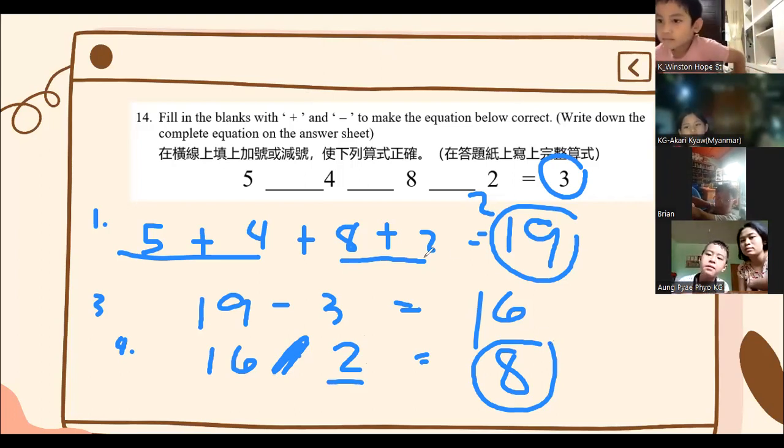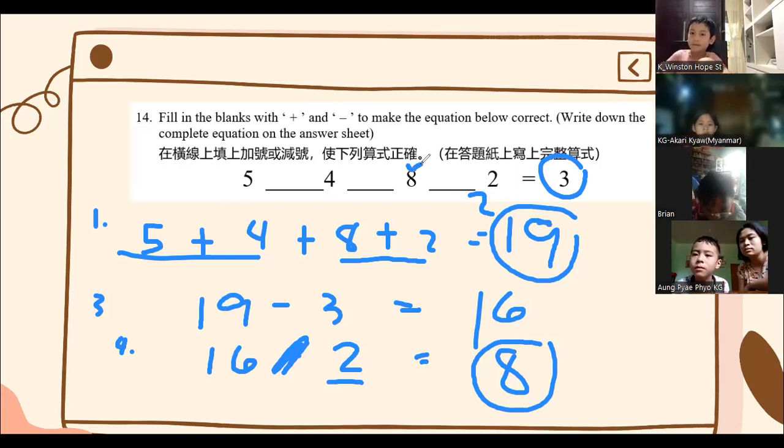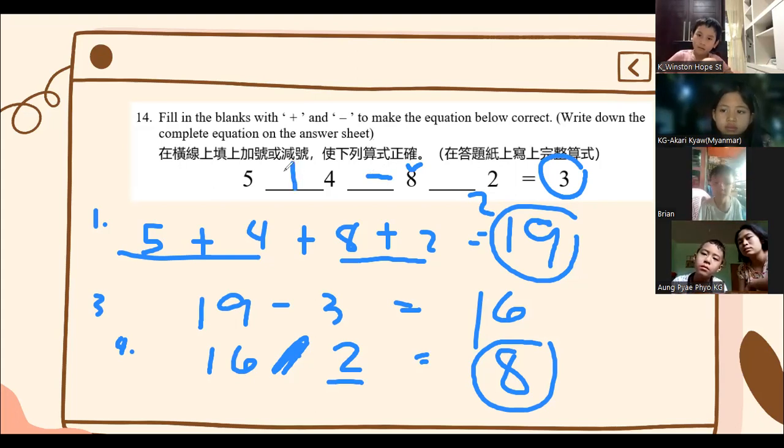So do we have a number 8 in our original equation? We have, right? This one. We have 8. So meaning, therefore, your 8 would bear the minus sign. And if that is the case, since we only have two signs, either plus or minus, the rest would automatically have the plus sign.